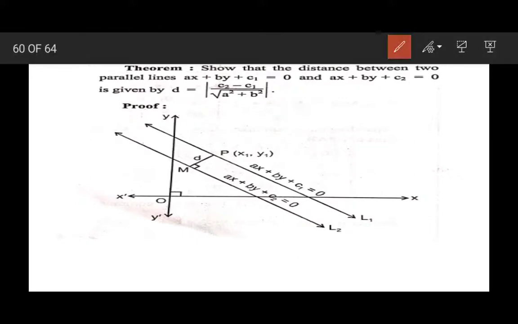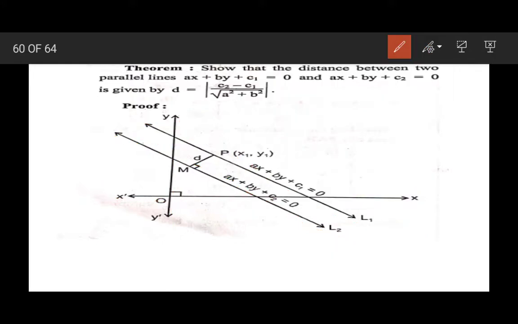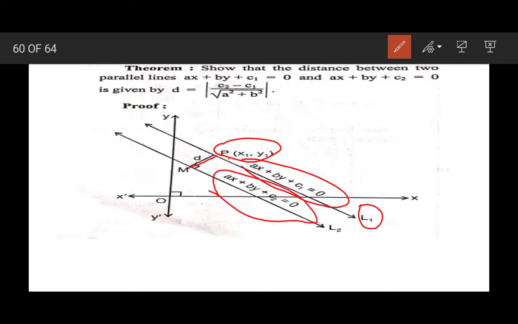To derive the formula, see, this is the x and y axis, this is the L1 line, L2 line, right? Then this distance is D. Here the point is P (x1, y1). I am taking point P on line L1. Then the equation of the first line is Ax plus By plus C1 equal to 0, and the equation of the second line will be Ax plus By plus C2 is equal to 0.